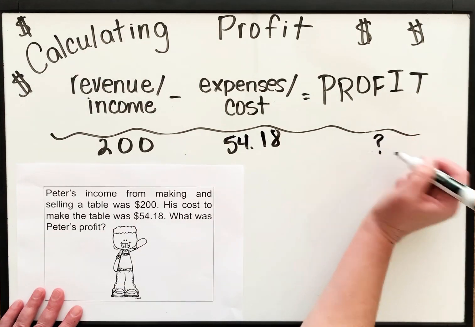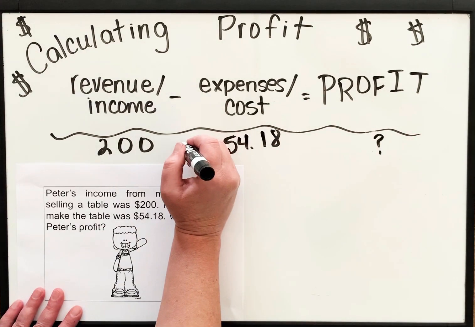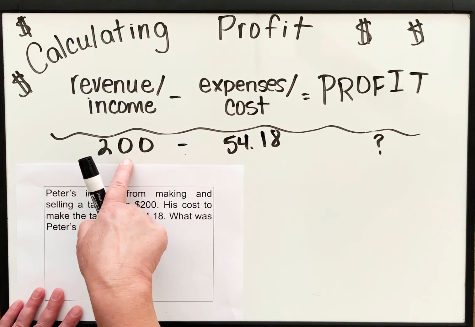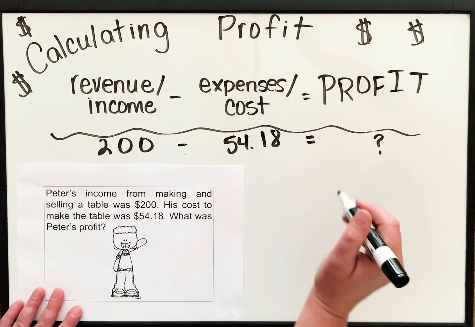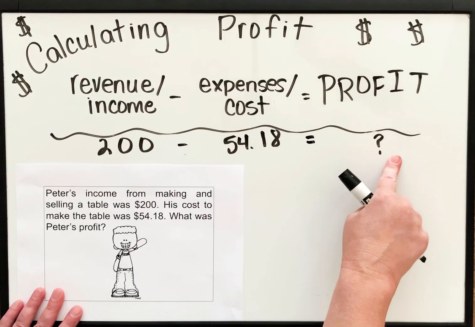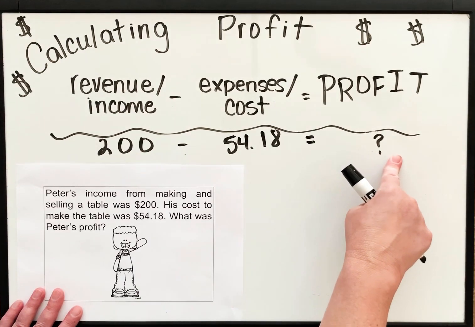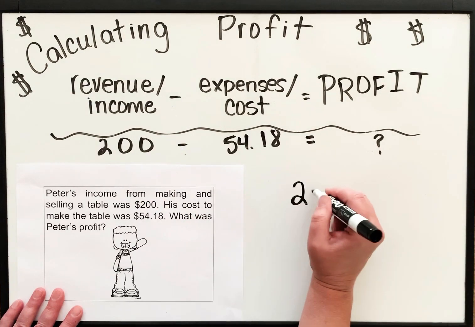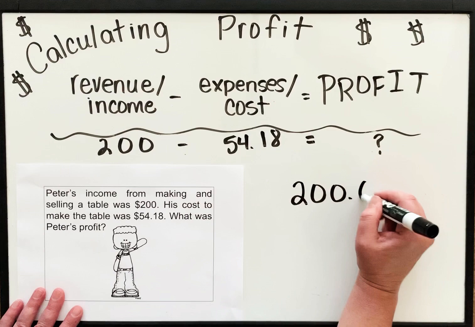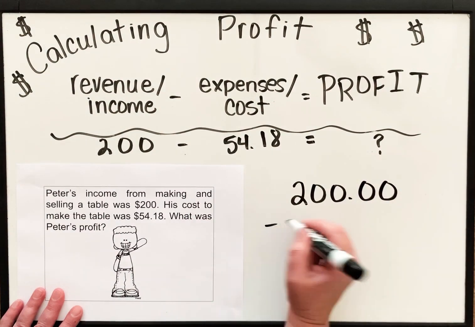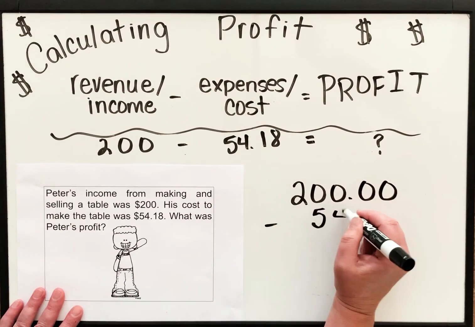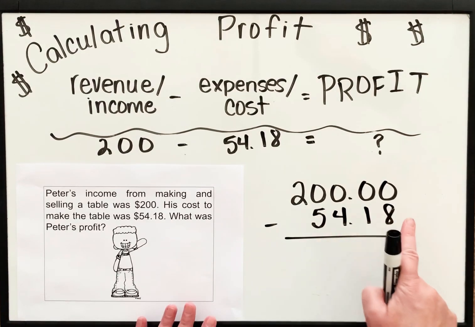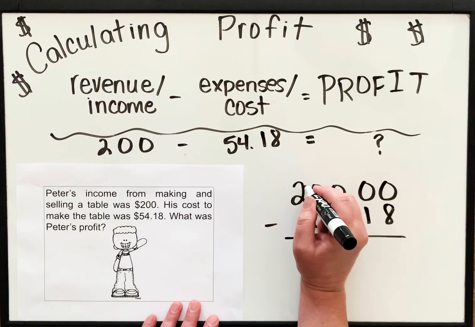So this is our question. So again, I'm going to subtract the amount of his costs from his revenue, and the extra money is his actual profit. How much extra money did he actually make? So let's come over here and do the math. So I'm going to take my 200 and turn that into a decimal form, subtract out 54.18, lining up those decimals. And obviously, we're going to have to regroup from here.